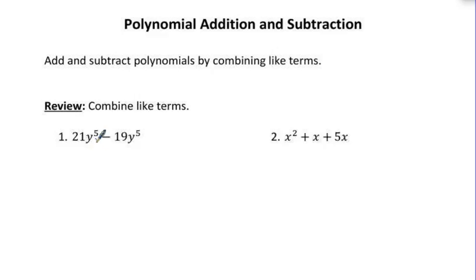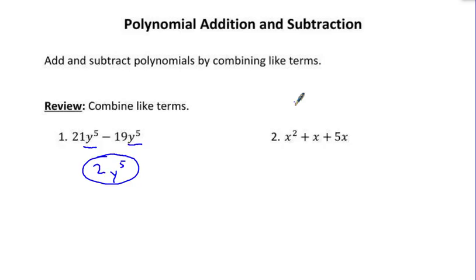21y to the fifth minus 19y to the fifth. Because the variable part, y to the fifth, is the same, we can subtract 21 and 19 and get 2y to the fifth. When we're adding, combining like terms, x squared plus x, those are not like terms because x is to the first power here. That is different than x squared.